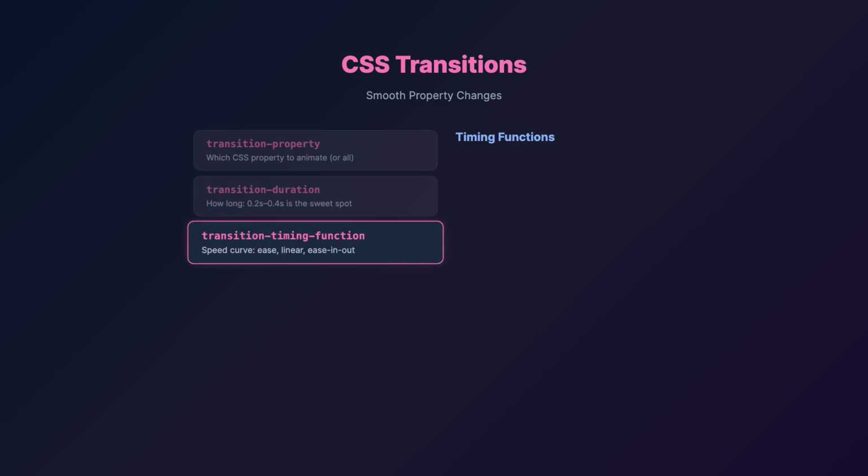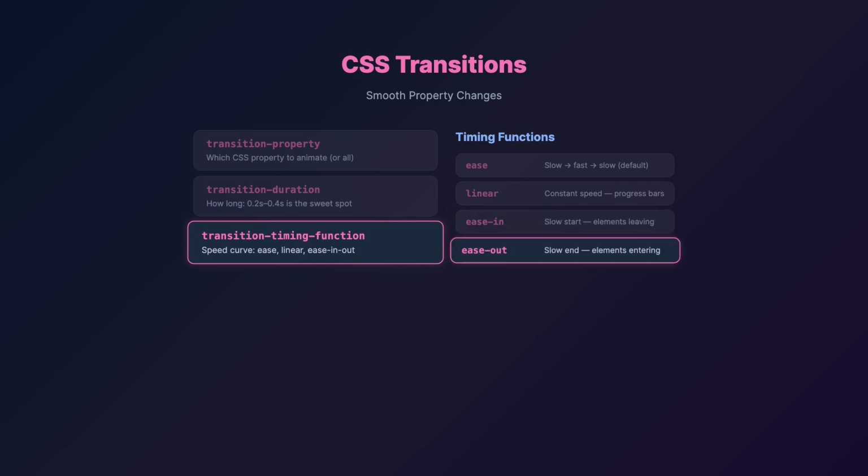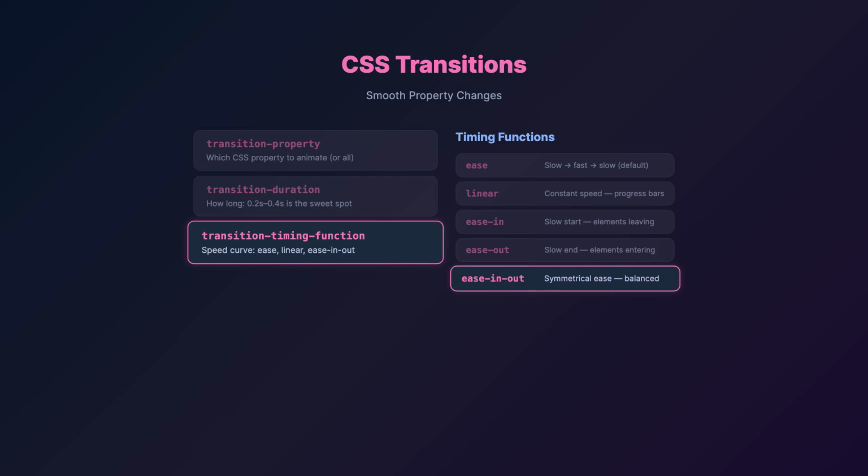Transition timing function controls the speed curve. Ease starts slow, speeds up, then slows down. It's the default and works for most cases. Linear moves at a constant speed, good for progress bars. Ease in starts slow and speeds up, good for elements leaving the screen. Ease out starts fast and slows down, good for elements entering the screen. Ease in out is similar to ease but more symmetrical.